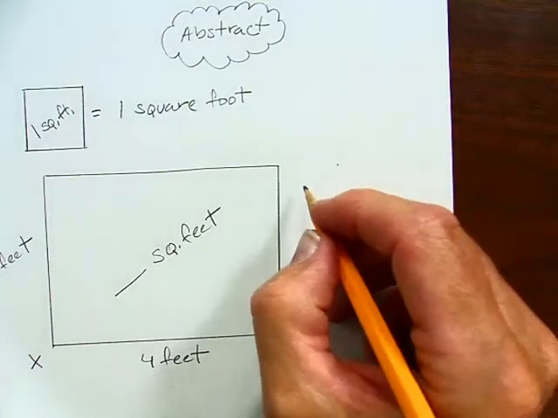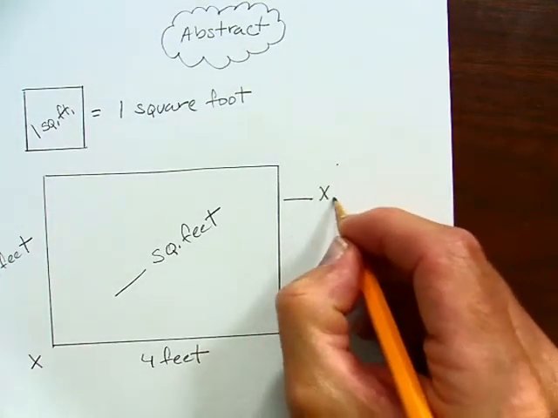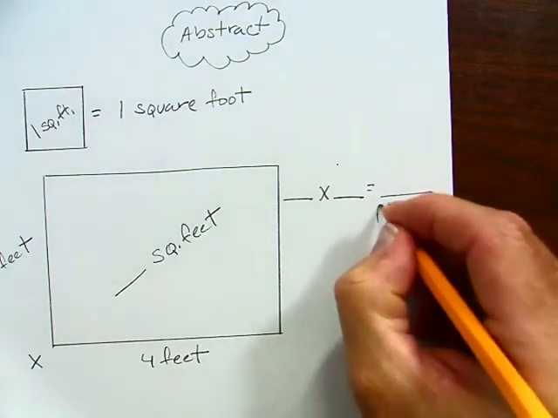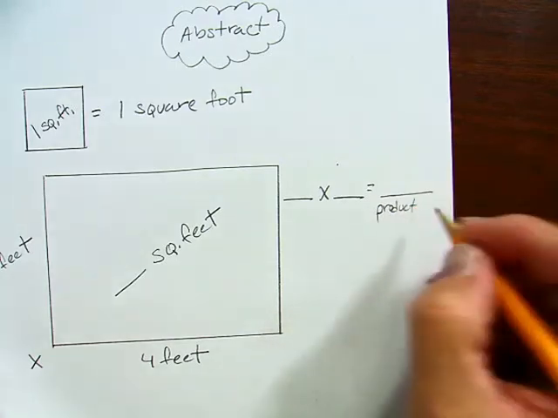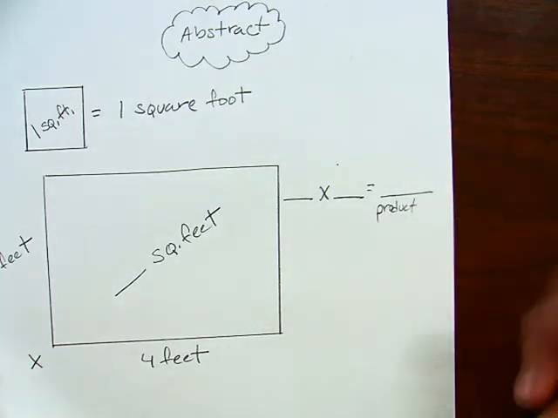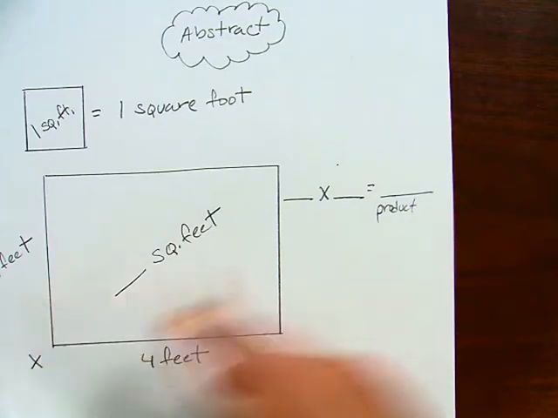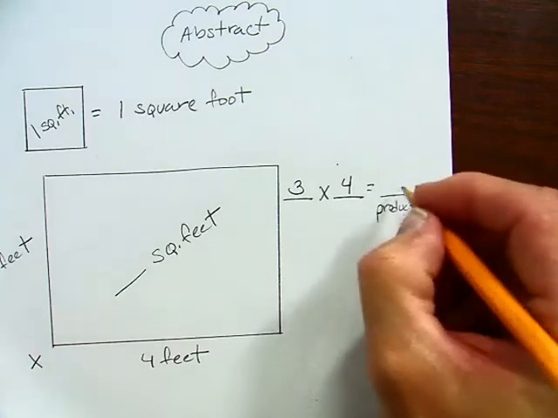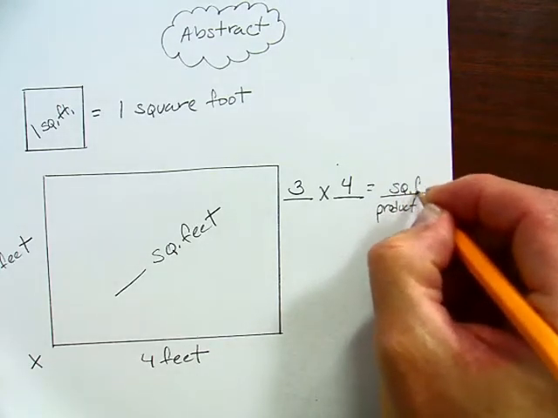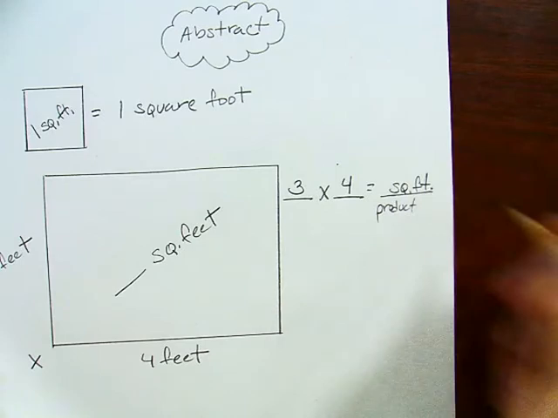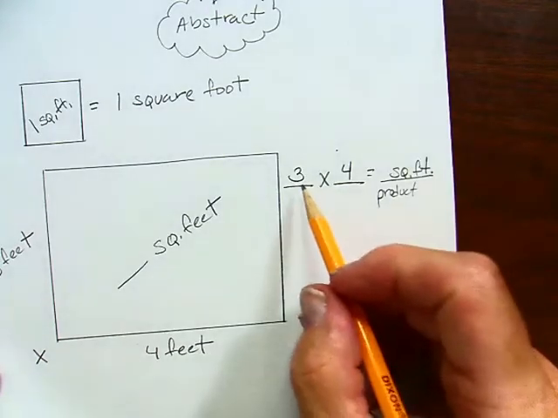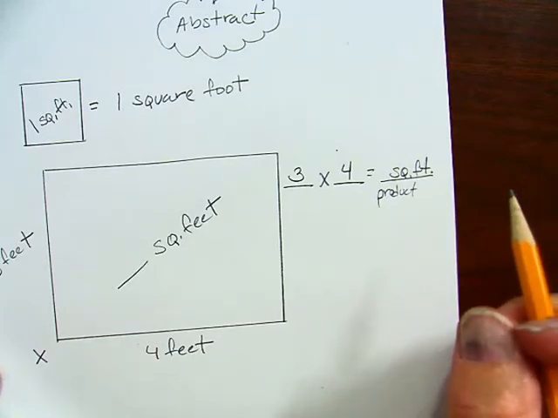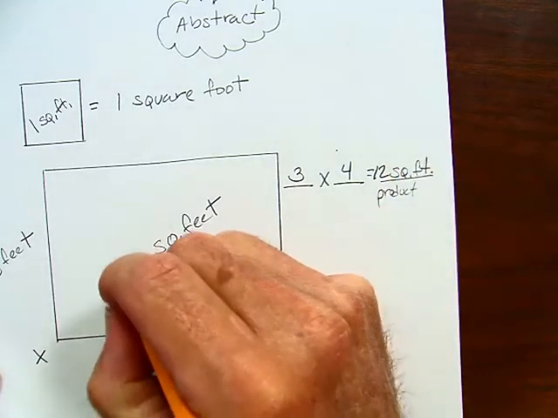So I can take one factor and multiply it times another factor and get another product. I like to start with my lower factor 3, I'm going to multiply that by 4, and this is going to give me my square feet. I'm going to abbreviate it over here. 3 feet by 4 feet equals how many square feet? If you said 12, you're correct.